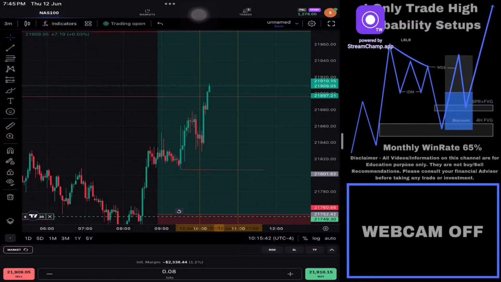Let's switch to the 3 minute time frame. You can see that on the 3 minute time frame chart, the market is still showing displacement to the upside. So let's wait patiently and see how it plays out.